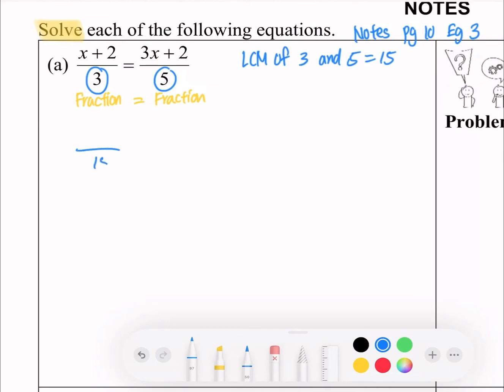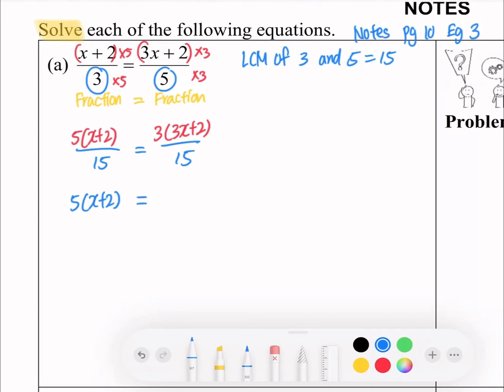So my new denominator, I want it to be over 15. Therefore, in order to make a denominator of 15, you multiply by 5 for the first fraction and multiply by 3 for the second fraction. So you have 5 times x plus 2 over 15 equals 3 times 3x plus 2 over 15. Since this is an equivalent fraction, you can write down that 5 times x plus 2 is equal to 3 times 3x plus 2.